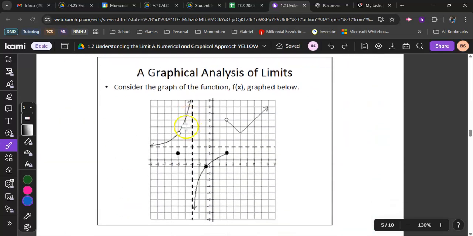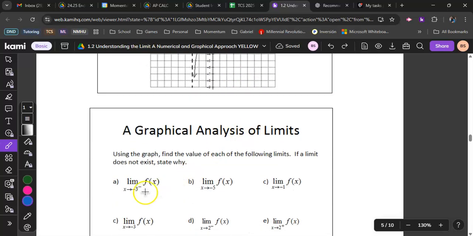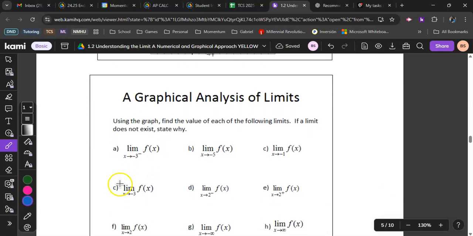All right, graphical analysis with the limits. So now we're going to look at this graph, and we're going to do the same kind of thing. So the limit as x approaches -3 from the left. -3 is my asymptote. From the left, what do I go up to here? Positive infinity, exactly.